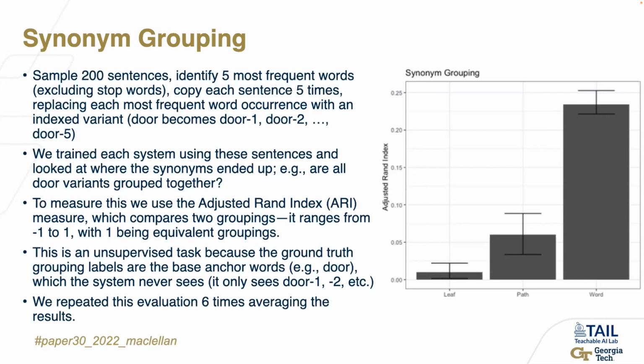So we trained the system using these sentences, and we evaluated whether or not the system grouped the synonyms together. And we did this using a measure called the adjusted RAND index. So we use the ground truth label. We know that all 5 door variants are the base word door. So we look at how well our system does at putting all the door variants together. And what we found is that in this case, the word system actually does the best. The path system does okay. Both the word and path system do better than chance at grouping these. So they're grouping them closer together. And the leaf system, unfortunately, seems to be doing just about chance performance on this.